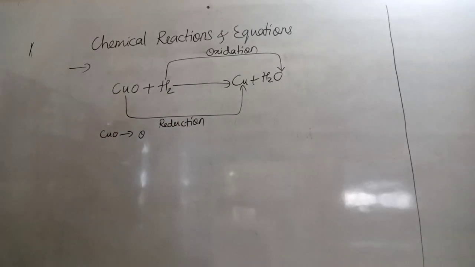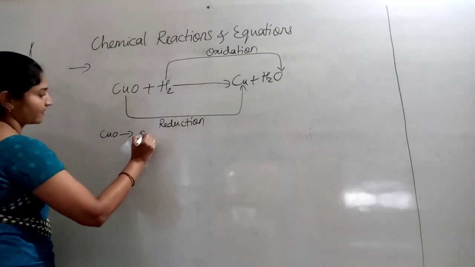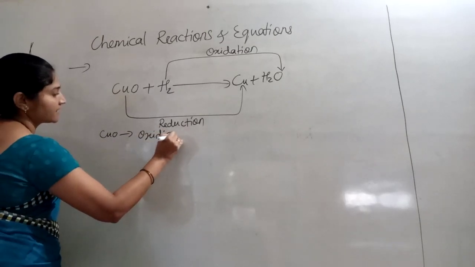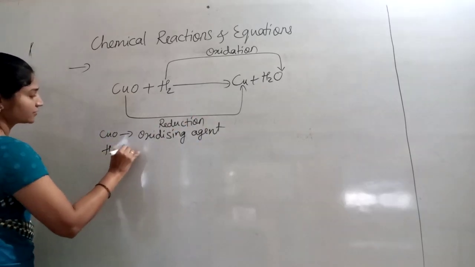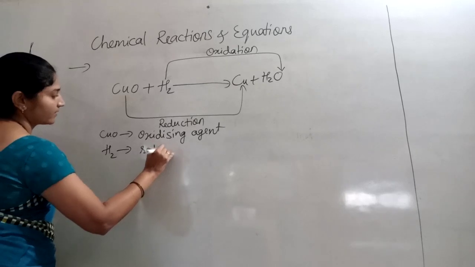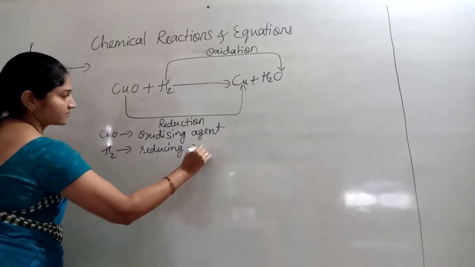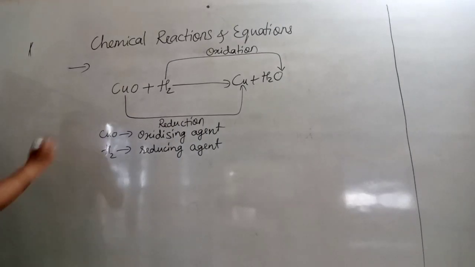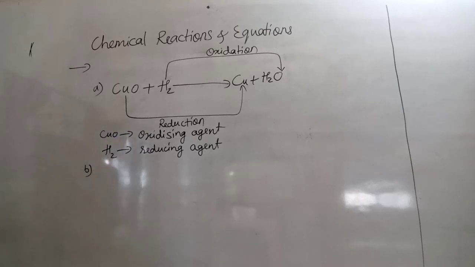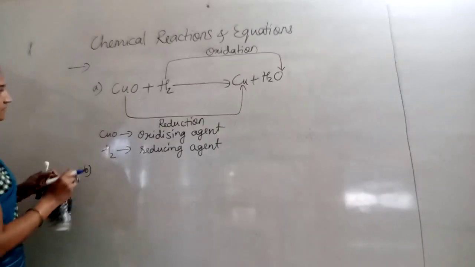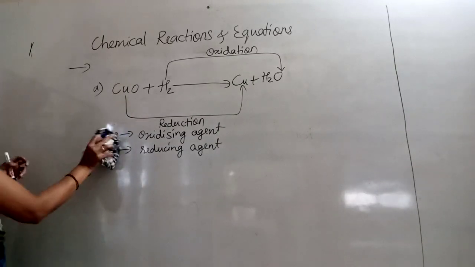Then next is the reducing agent. Which one is the reducing agent? H2. Copper oxide is the oxidizing agent, and H2 is the reducing agent. This is the first example. Then take down the second example here: Fe2O3. Just a minute, I will write it in.